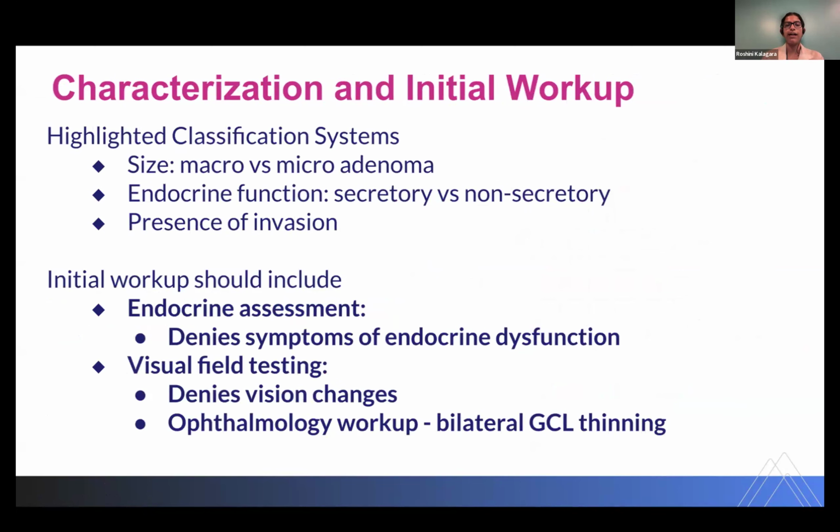Additional workup has included an endocrine assessment and also visual field testing. For this patient in particular, they denied symptoms of endocrine dysfunction and visual changes, but on ophthalmology workup, they saw bilateral ganglion cell layer thinning, which will play into how we choose to treat this lesion.